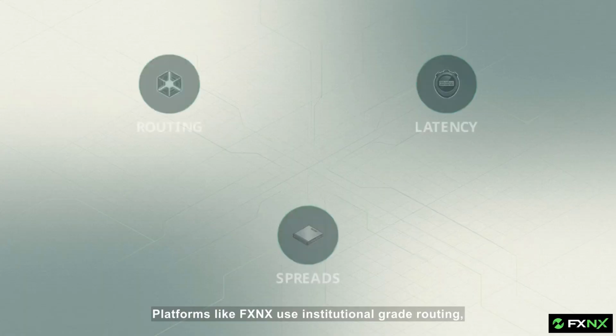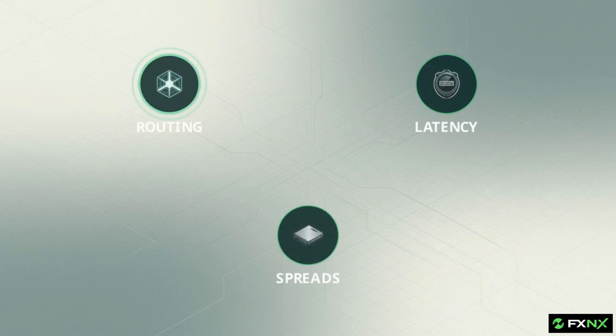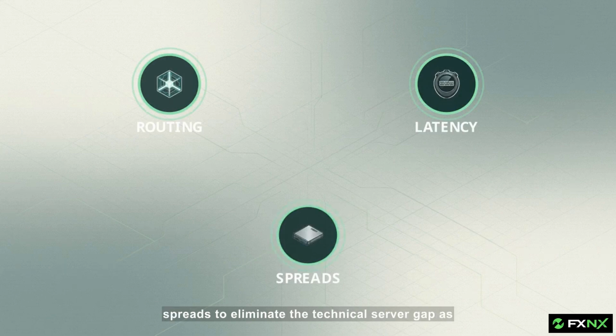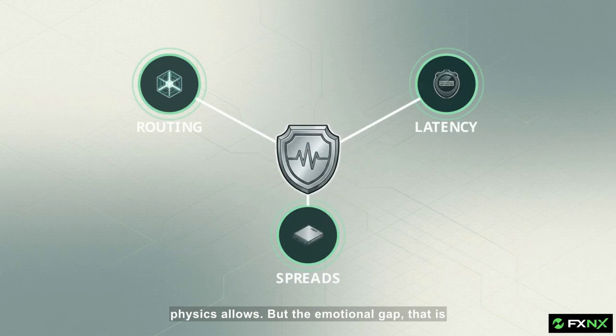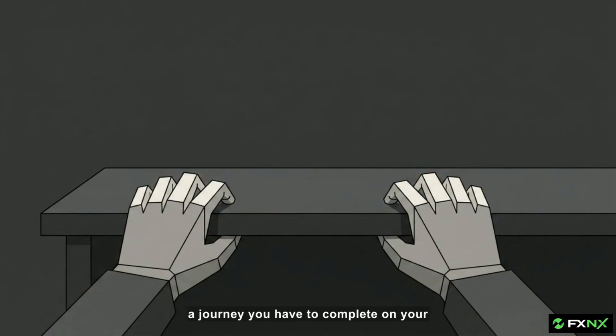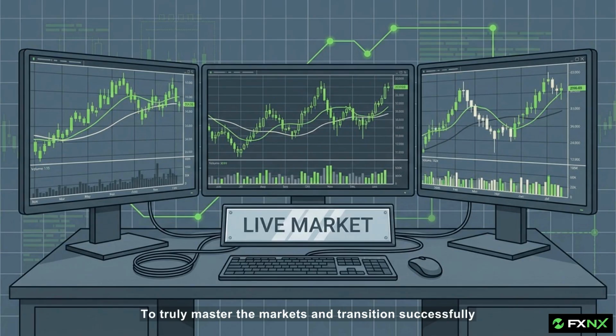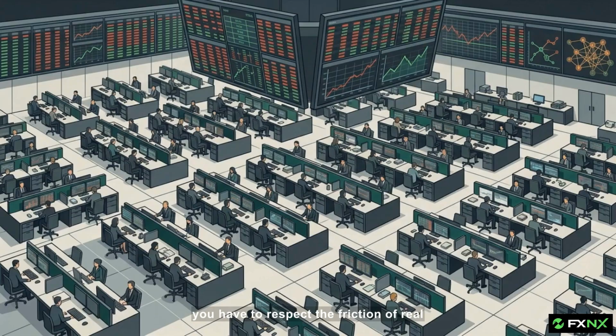Platforms like FXNX use institutional-grade routing, ultra-low latency execution, and 0.0 pip spreads to eliminate the technical server gap as much as physics allows. But the emotional gap? That is a journey you have to complete on your own. To truly master the markets and transition successfully to a standard NX1 account, you have to respect the friction of real market fills and the heavy weight of real risk.